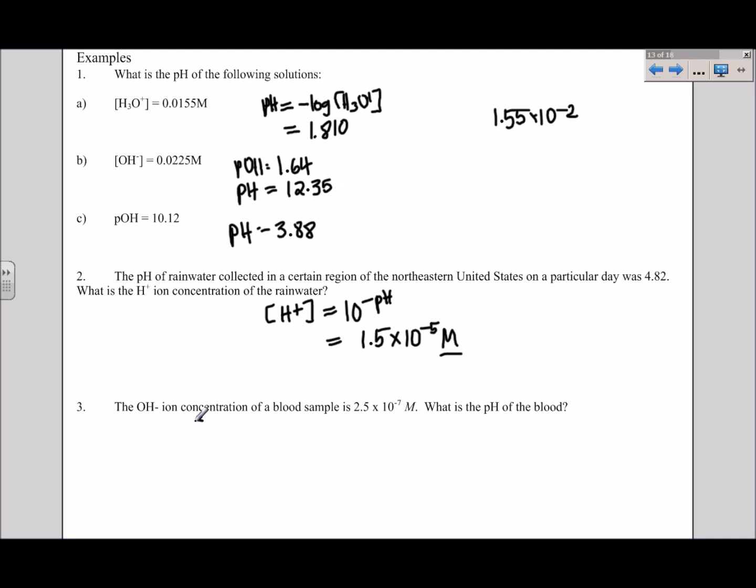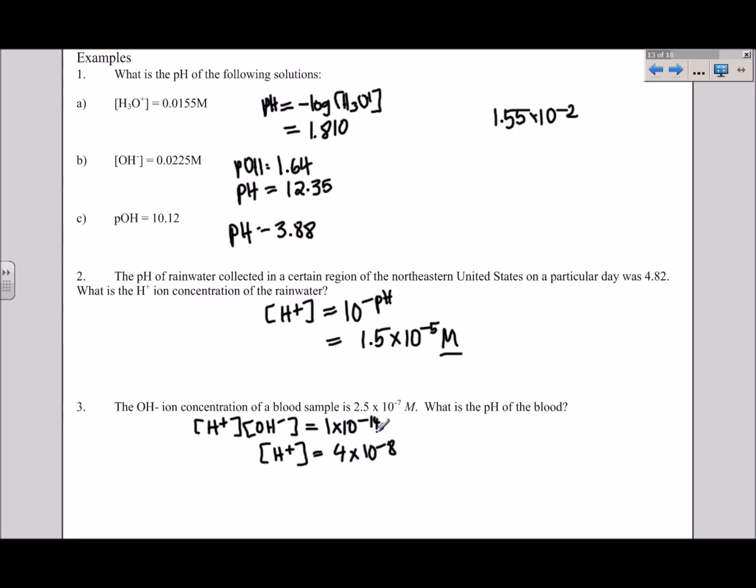In this case, we'll use another relationship that we have, which is that the concentration of H+ times the concentration of OH- is always equal to 1 times 10 to the negative 14. So the concentration of H+ in this case is going to be 1 times 10 to the negative 14 divided by the concentration of the hydroxide, which is 2.5 times 10 to the negative 7. And we find the concentration of H+ is 4 times 10 to the negative 8.